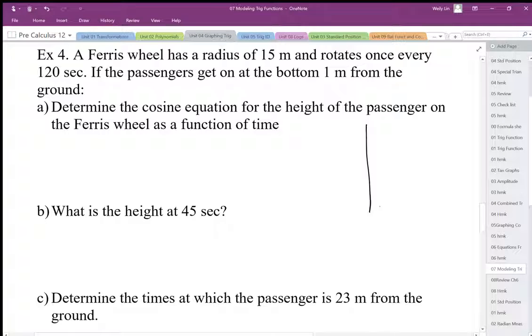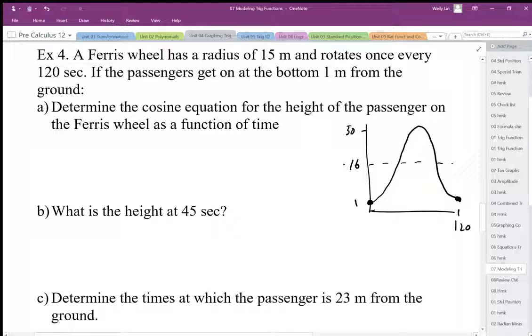So if I draw a picture of this, 1 meter from the ground, that would represent 1. It's going to go up and down, back to the bottom, and that takes 120 seconds. So that should represent my middle. The radius is 15, so it's going to go up to the middle, so the middle is going to be 16, and then 15 more meters to the top, so the top should be 30 meters.